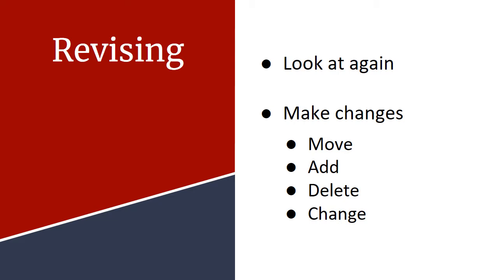And some ways to think about those changes are we may want to move things. Maybe we introduce something later in the paper, but it might be better to include that information earlier. We may want to add some information that helps clarify. Maybe our story is not very clear and we need to provide information for the reader. We may decide to delete things that are not important or change the way we describe things to make it clearer.